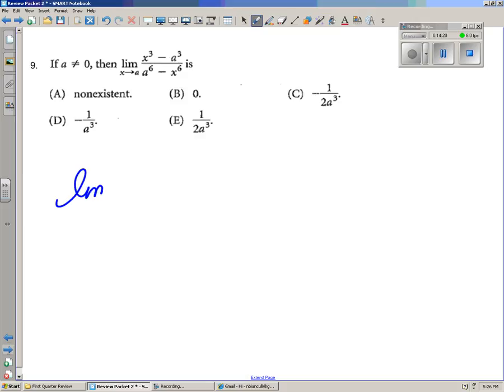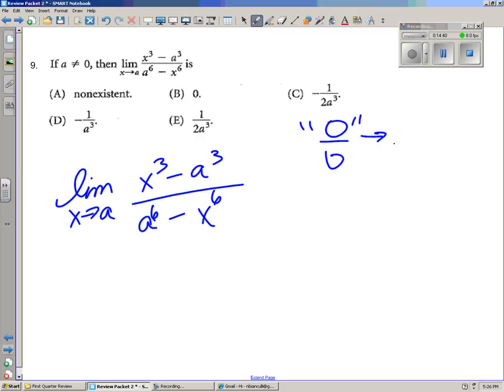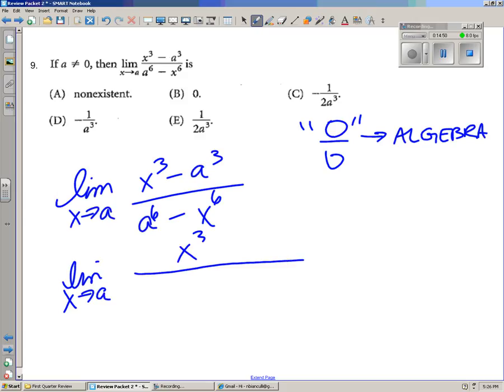So we have the limit as x approaches A of x cubed minus A cubed over A to the 6th minus x to the 6th. If you plug in A, you would get A cubed minus A cubed, which is 0 in the numerator, and you would get A to the 6th minus A to the 6th in the denominator, which is also 0. So we would get 0 over 0, which means time to do some algebra. So if we do some algebra on this, we have the limit as x approaches A. I'm going to leave the top alone because there's really nothing we can do on the top. You have the difference of 2 cubes up there.